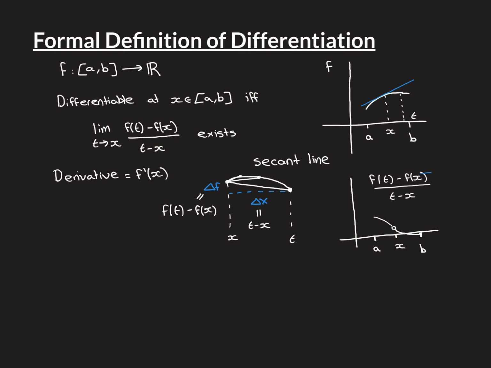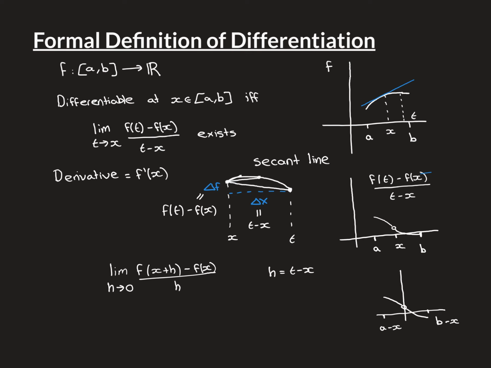So if the function is nice, and the gradient of these secant lines approaches something as t approaches x, then we say that the function is differentiable at x, and we say that the limit of the gradient of these secant lines as t approaches x is the derivative, and it is intuitively the gradient of the tangent line at the point x.